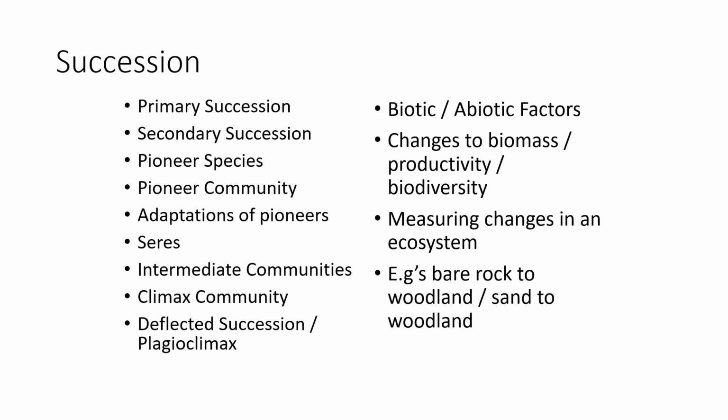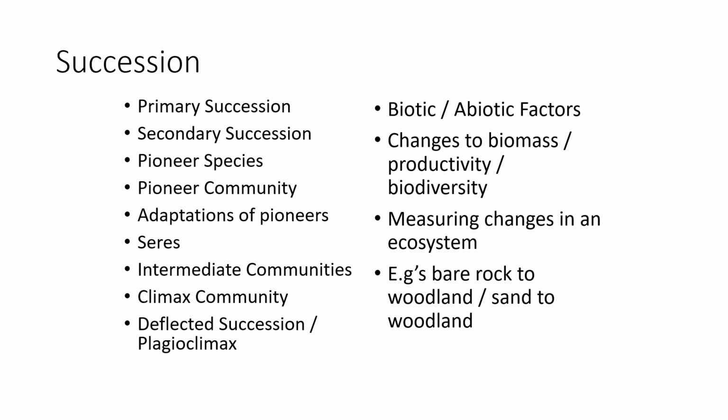Remember that seres are the different stages of the process of succession, and that at each sere there are specific species present, and that the presence of those species is changing the environment and making it less hospitable for other species, and actually might make it so that the species themselves are less well adapted to those conditions. Intermediate communities are what we get between the pioneer community and the climax community, so they're just different seres.